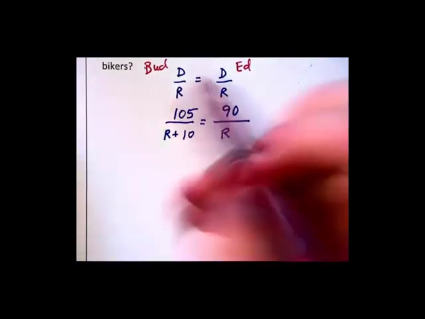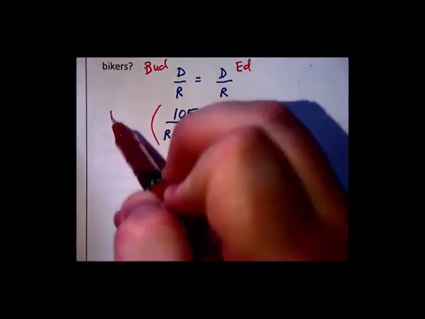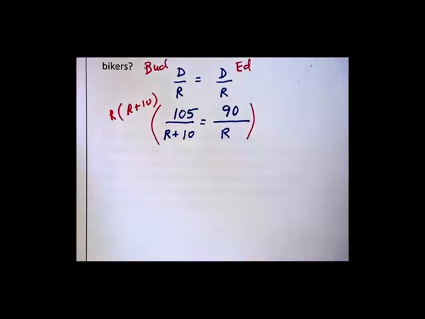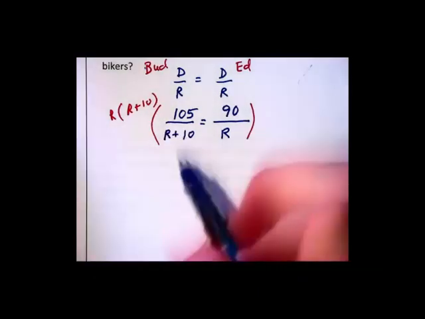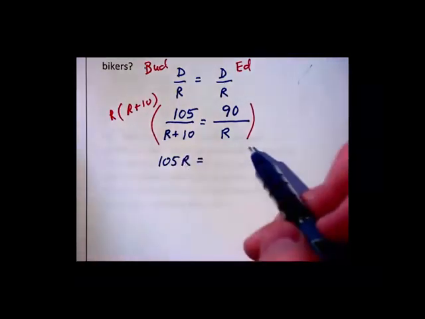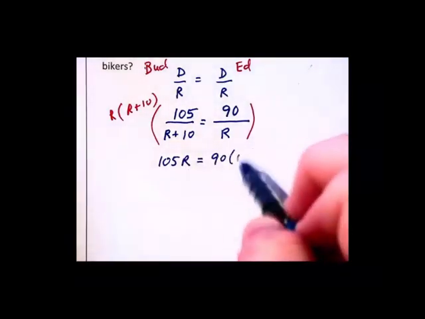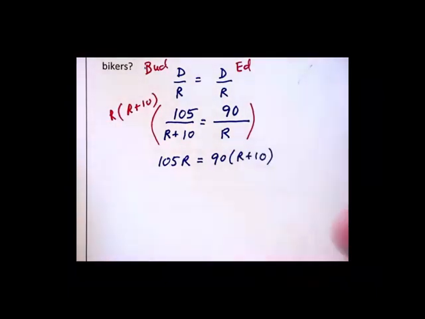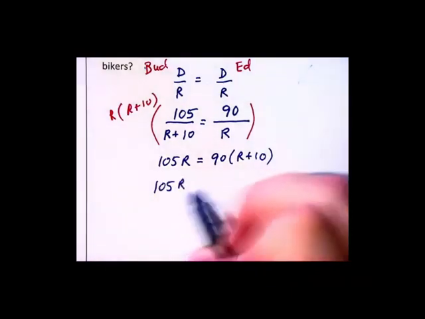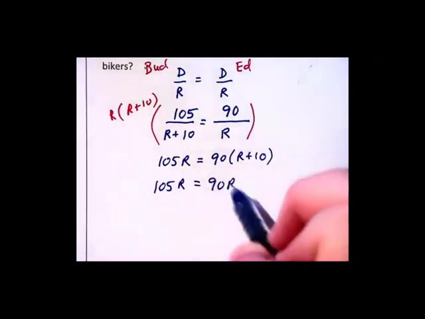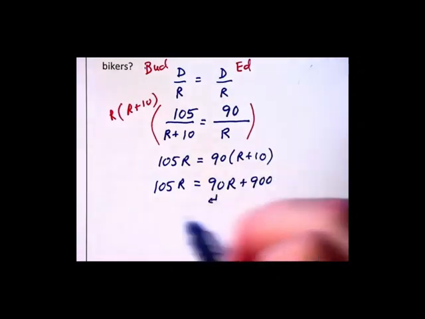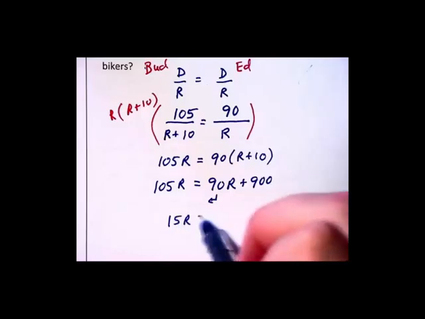We're going to multiply through by the least common denominator, r times r plus 10, on each side of the equation. On the left, the r plus 10s cancel, leaving 105 times the r. And on the right, the r's cancel, leaving 90 times the r plus 10. I'm now going to distribute on the right, leaving the 105r on the left, equal to 90r plus 900. Subtract off that 90r to the left, leaving 15r equals 900.